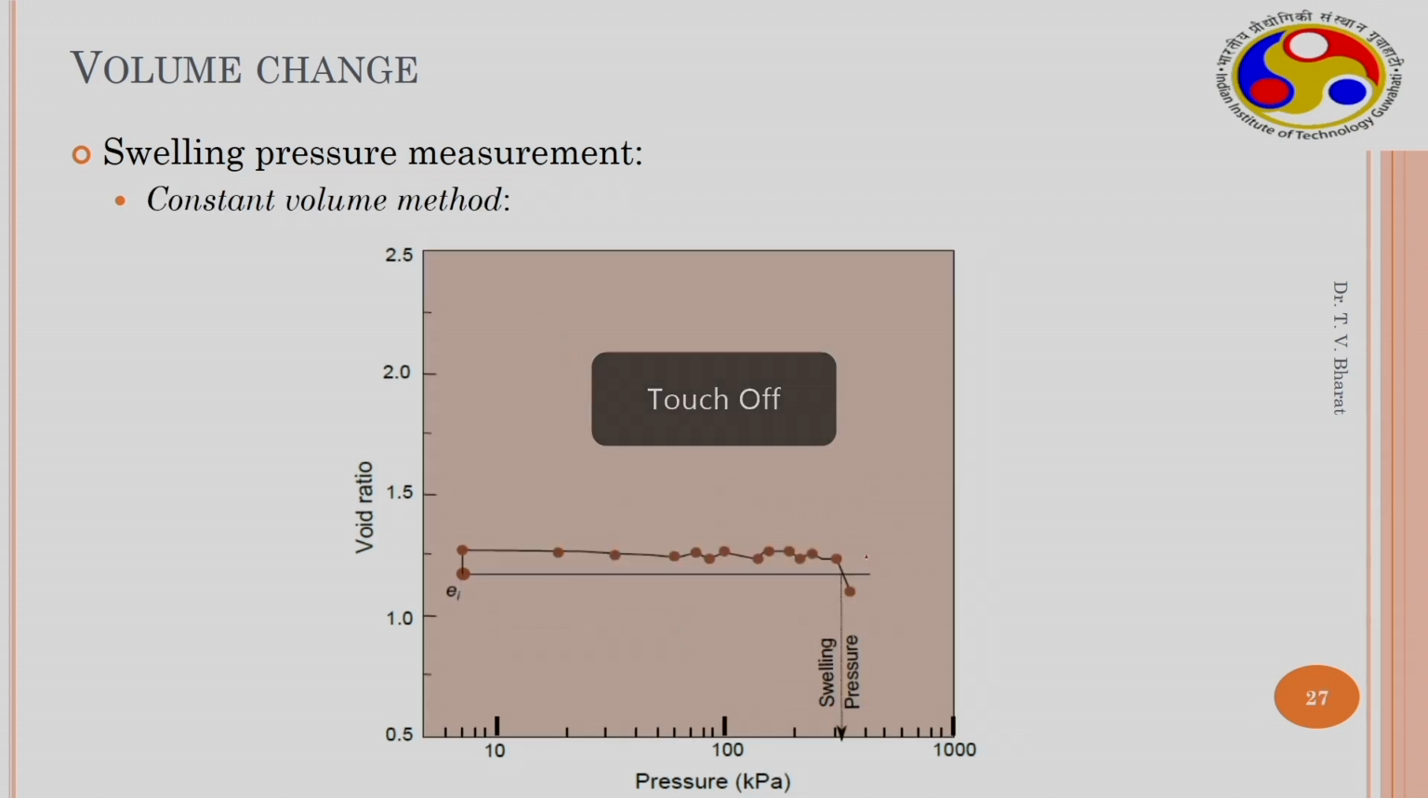The last one we have seen is the constant volume technique. Here the soil is wetted or saturated, and it starts increasing its volume, then you apply a small load, then it decreases its volume, and this is how a constant volume is maintained. It starts decreasing its volume below the initial void ratio if the applied pressure is more than the swelling pressure.